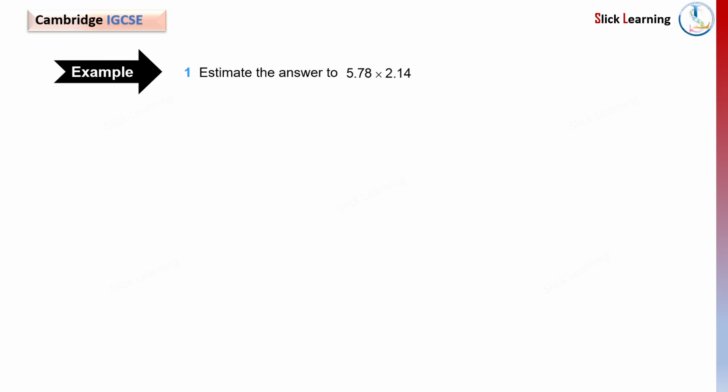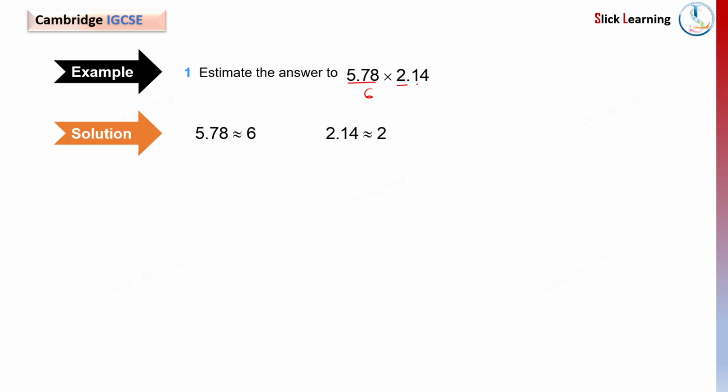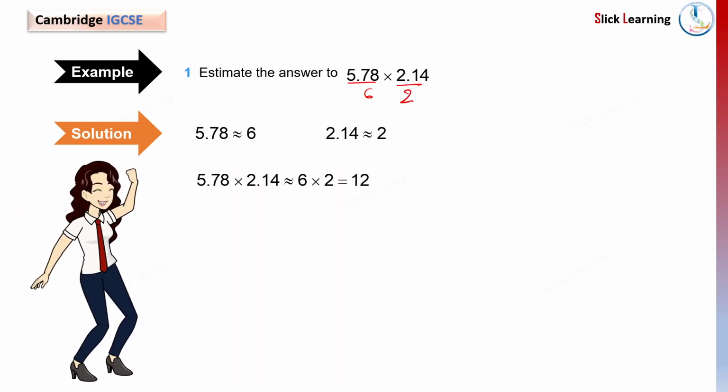Here we have 5.78 multiplied by 2.14. Right now we have 3 significant figures in each of these two numbers, so we are going to round them to one significant figure. 5.78 is rounded to 6, and similarly 2.14 is rounded to 2. Now we can easily multiply. We replace this number by 6 and this number by 2, and multiplying these two we get 12. So 12 is the approximate answer.